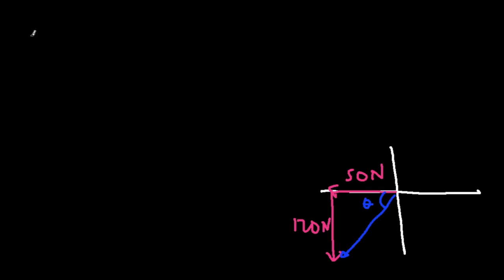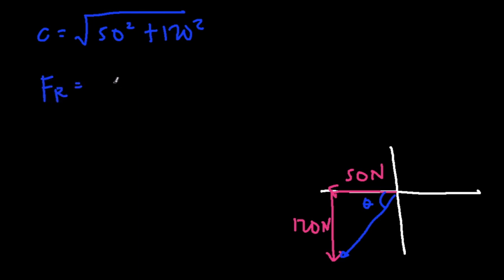But if you're not familiar with the 5, 12, 13 triangle, you can get the hypotenuse using this formula. C is equal to square root of 50 squared plus 120 squared. You should get the FR as 130 newtons.